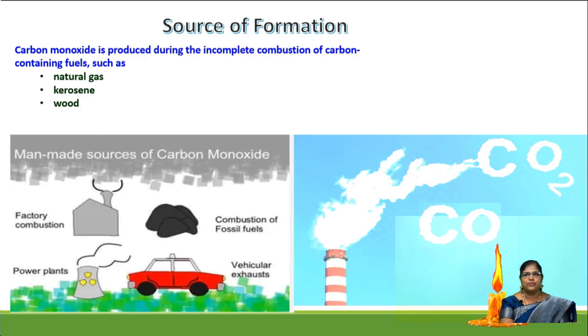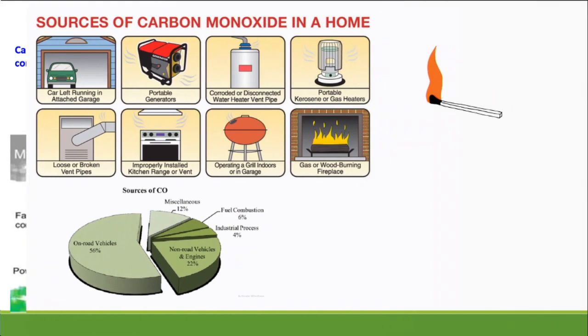Natural sources of formation of carbon monoxide are the burning of natural gas, kerosene and wood. Apart from that, man-made sources also produce carbon monoxide. Factory combustion, combustion of fossil fuels, power plants and vehicular exhaust also produce carbon monoxide, and factory exhaust releases a lot of carbon monoxide.